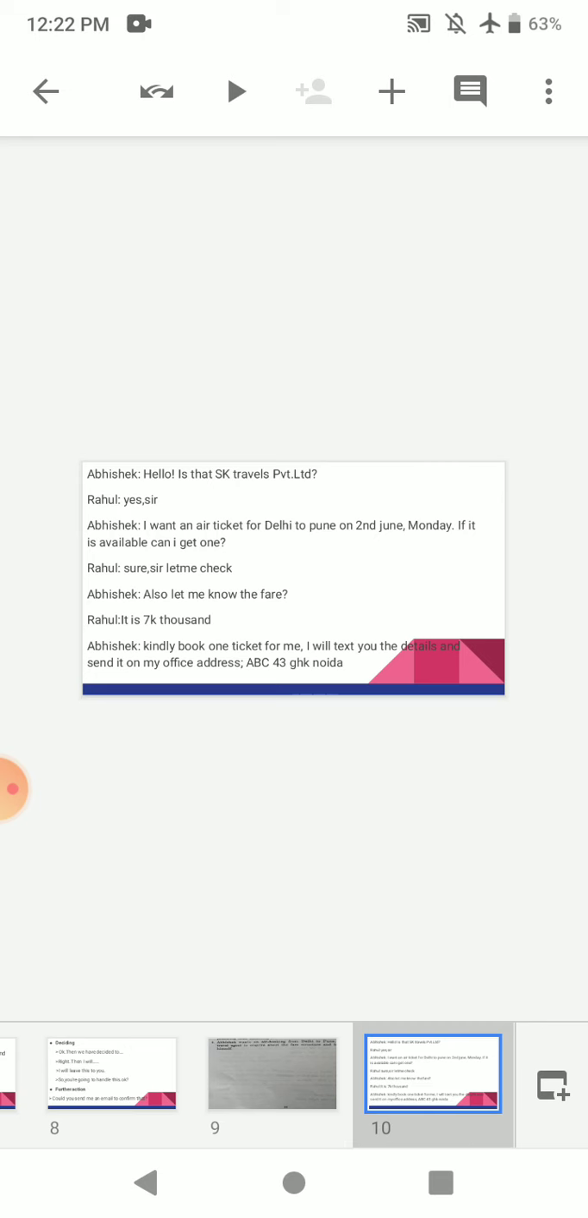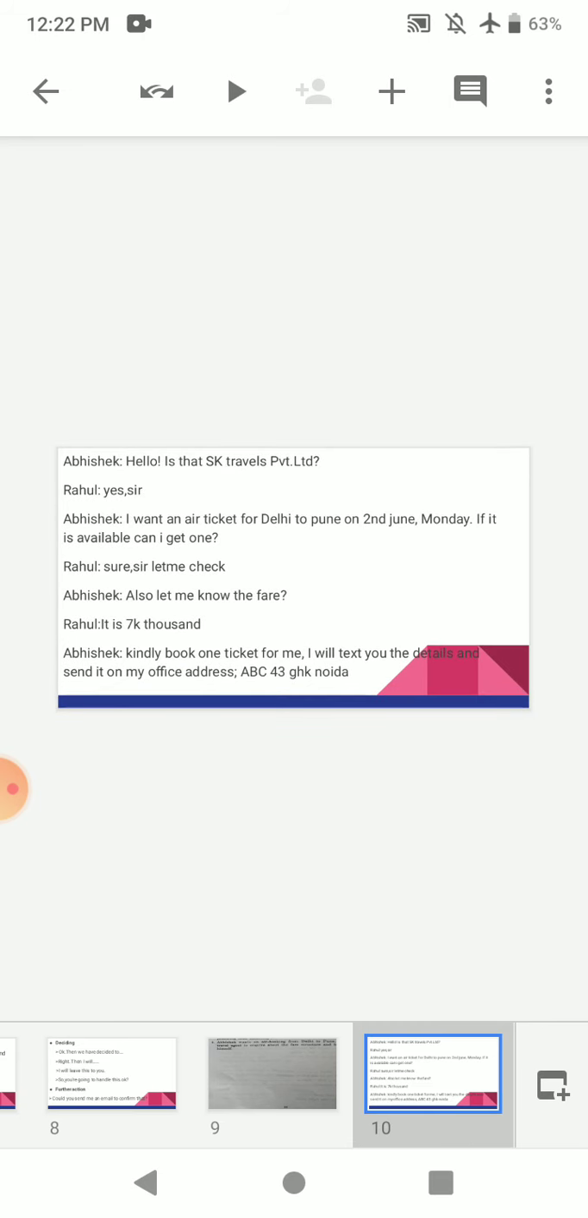So here Abhishek called the other person, Rahul. Abhishek is saying, hello, is that SK Travels Pvt Limited? You can write anything. The travel agent's name is written there, you will write their name, or you can write anything, for example ABC Travels Limited. And the other person says, yes sir. And Abhishek says, I want an air ticket for Delhi to Pune on 2nd June. You have to mention dates. Monday, if it is available, can I get one?